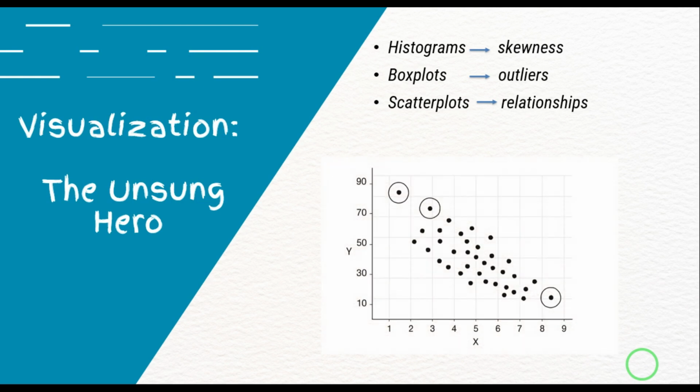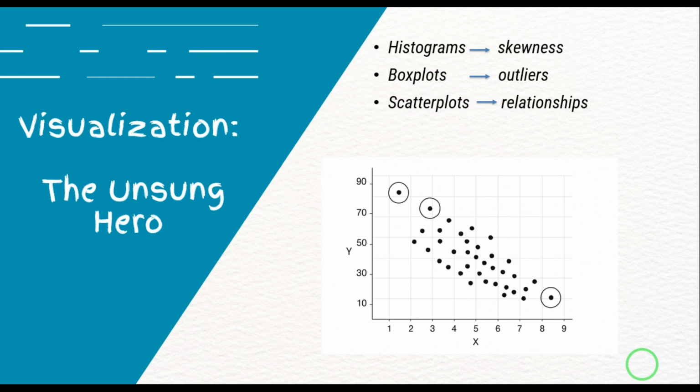For example, if your data has strong skewness or outliers, a linear model like linear regression might not be a good idea. You may need to transform your variables or use a better model instead.